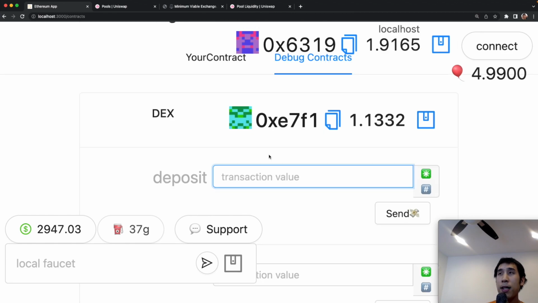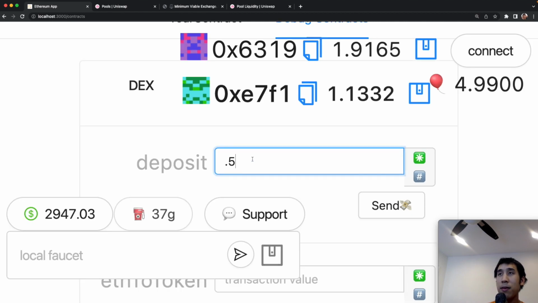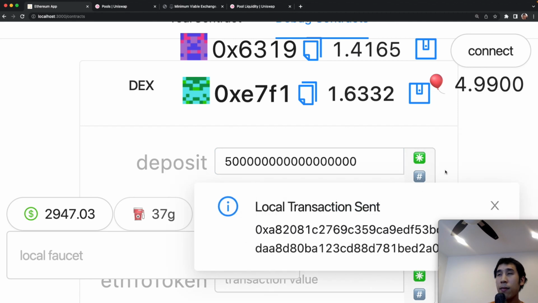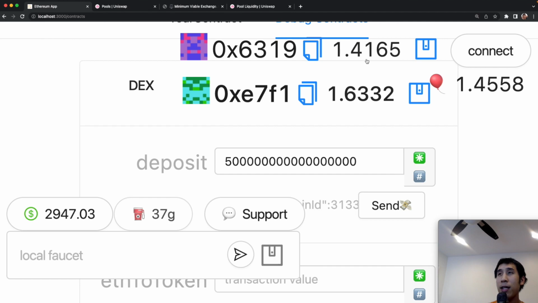This means that if I deposit Ether into the DEX, I need to also deposit approximately 8 times that number of balloon tokens. Therefore, if I try to deposit 0.5 Ether into the DEX, I also need to deposit 8 times 0.5 balloon tokens. 8 times 0.5 is 4, so I should see my balloon balance decrease by 4. Let's try this out. As expected, my Ether balance decreased by 0.5. In addition, I lost 3.5 balloon tokens.